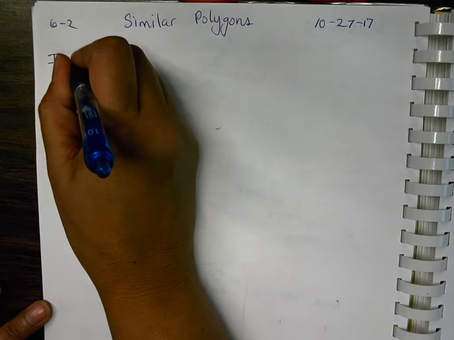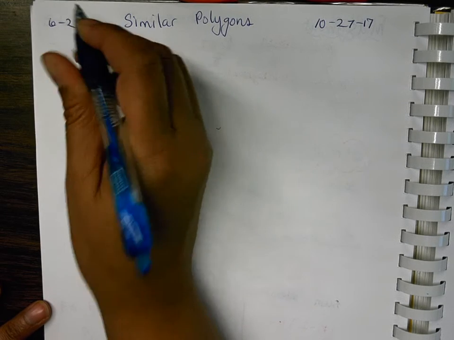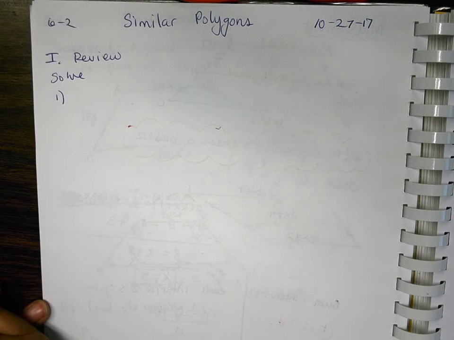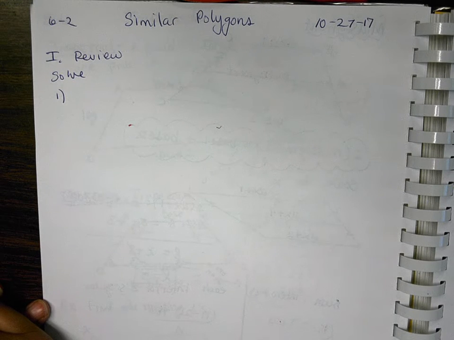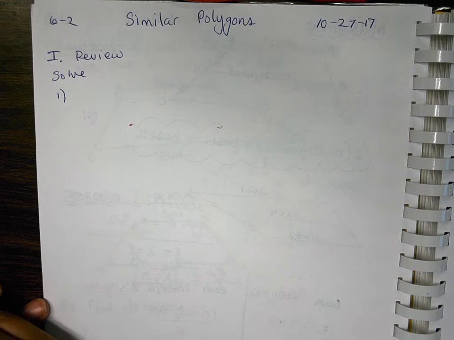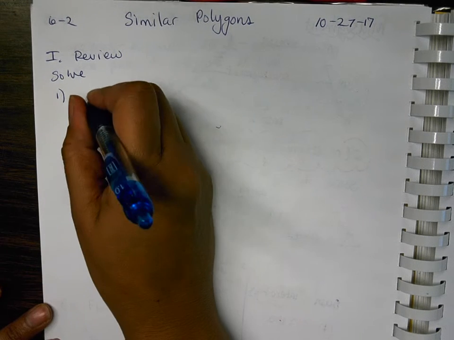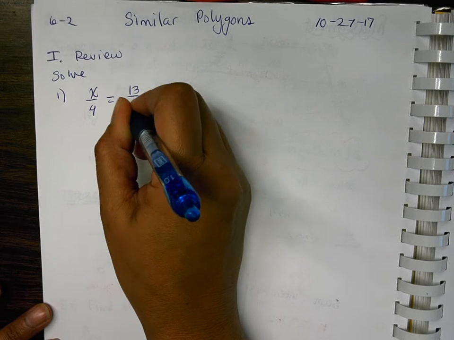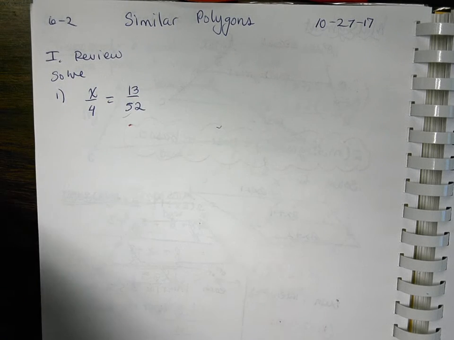All right, part 1, review. Notes have started, so talking needs to stop. Number 1, we are solving. x over 4 equals 13 over 52.